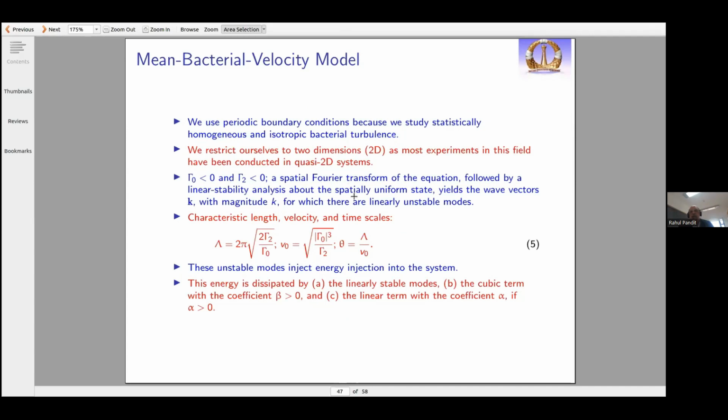And then if you do a spatial Fourier transform followed by a linear stability analysis about the spatially uniform states, that will yield wave vectors with magnitude k, which are the linearly unstable modes. You can then also define certain characteristic lengths, velocity, and time scales, which I have defined here. A capital lambda, which is this, a v naught, which is this, and a theta, which is this lambda divided by v naught. Now, these unstable modes can inject energy, excuse me, some typos, into the system. And this then is dissipated by other linearly stable modes and the cubic terms with the coefficient beta greater than 0, and also the linear term with coefficient alpha. If alpha is greater than 0, then it acts like a friction.